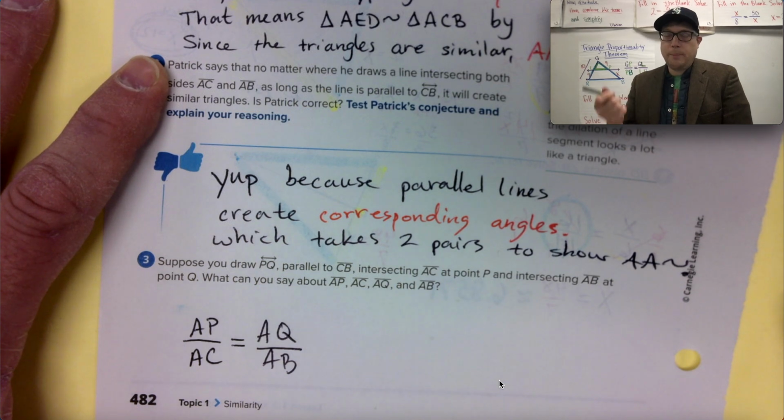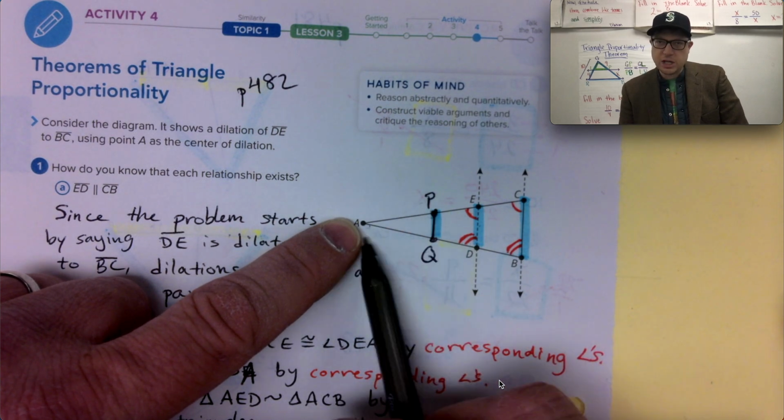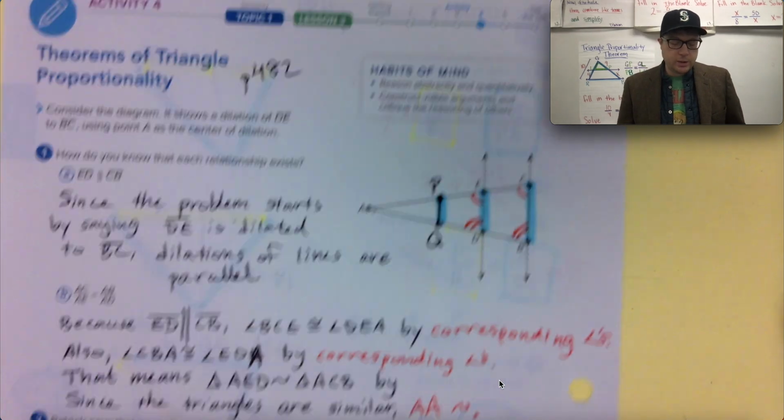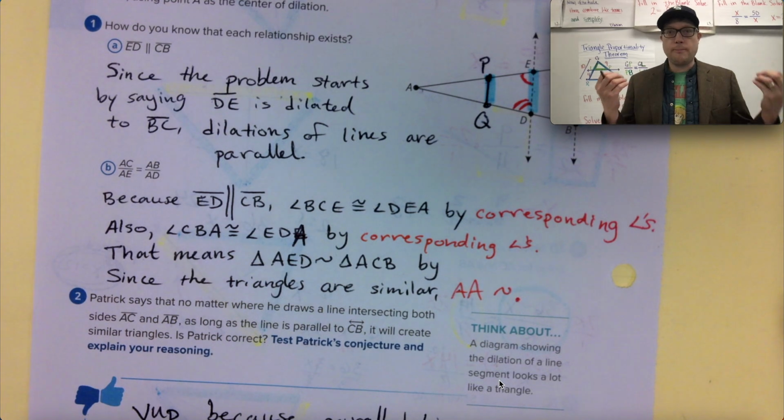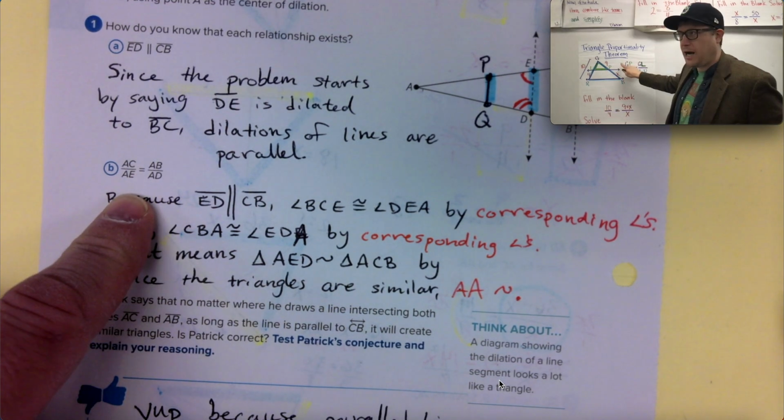When you create parallel lines, and those parallel lines have sides that meet at a center of dilation, like A, you're going to create similar triangles, and similar triangles have proportions of sides. So we're always looking for fractions.